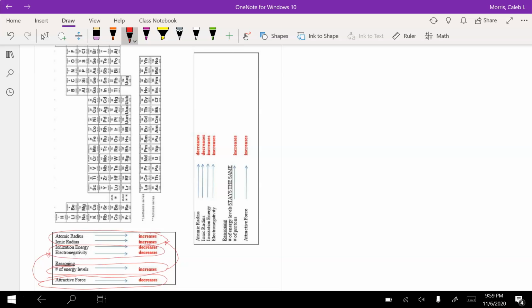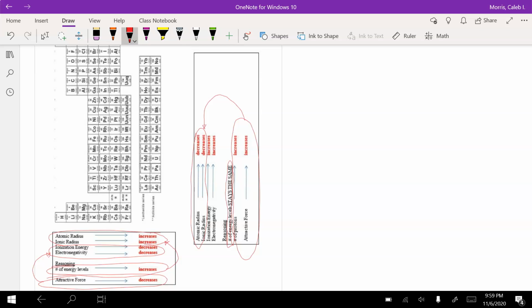A couple important trends. Now, if I'm going across a period, we have to remember that the number of energy levels stays the same. That's a key point. We're in the same row, number of energy levels stays the same. But the number of protons increases, which causes the attractive force to increase. As a result, the atomic radius and ionic radius decrease. That attraction increases. That causes the radius to decrease.